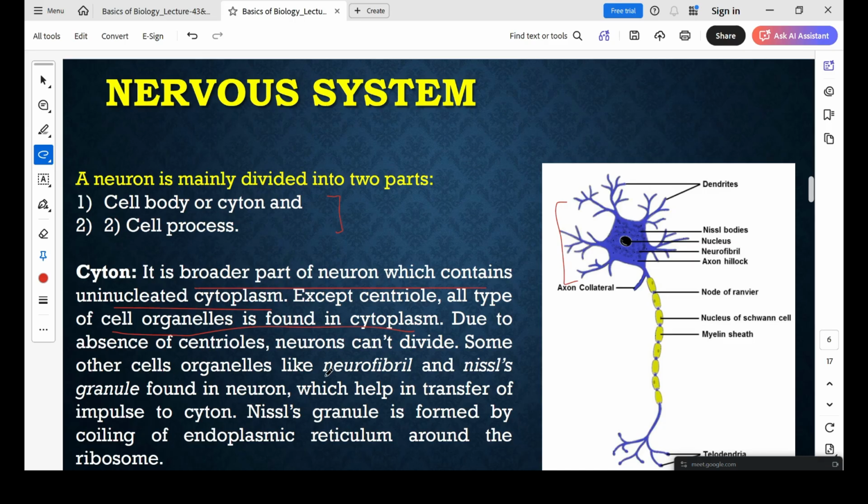Some other cell organelles like neurofibrils and Nissl's granules are found in the neuron, which help in transfer of impulse to the cyton. Nissl's granule is formed by the coiling of endoplasmic reticulum around ribosomes.